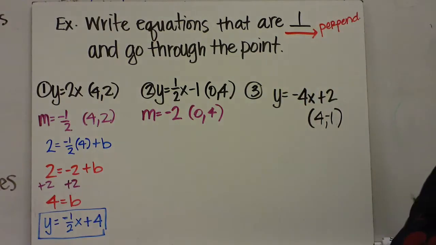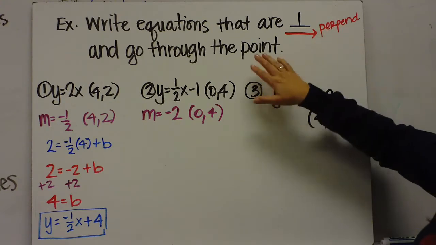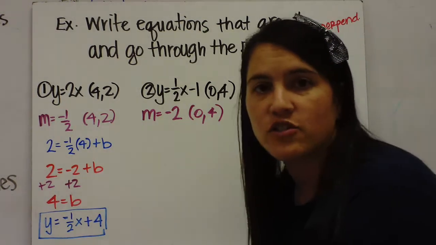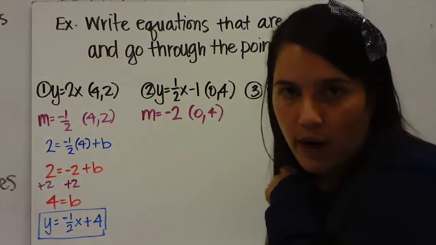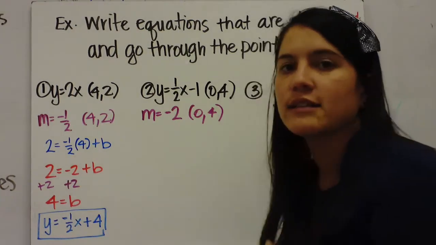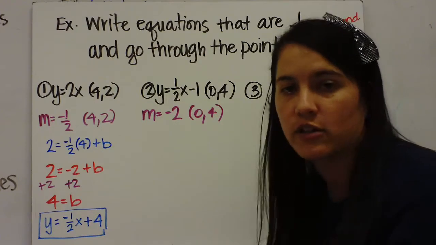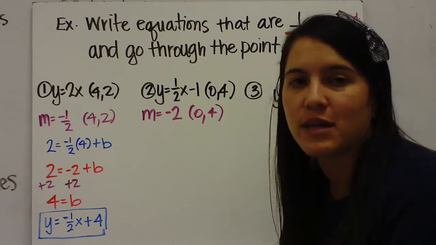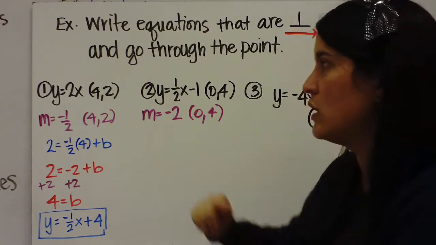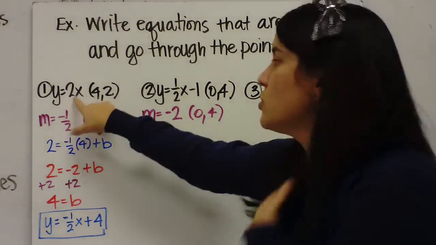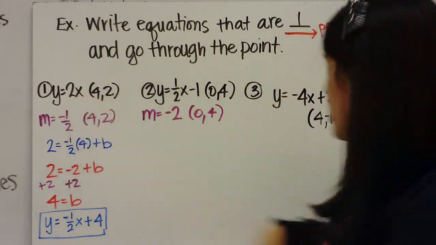So here we go. Write equations that are perpendicular and go through the point. So we've practiced writing equations with a slope and a point. So we're going to do the same thing, except we have to make sure that the equation, in this case, is perpendicular. What that means is the slope has to be the opposite reciprocal. So in this line, y equals 2x. The slope is 2.